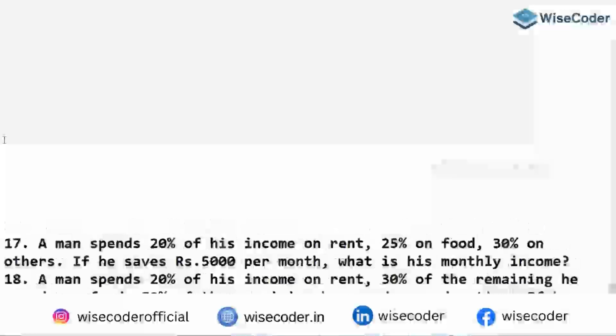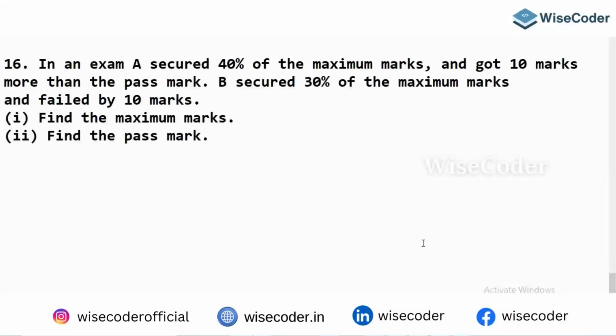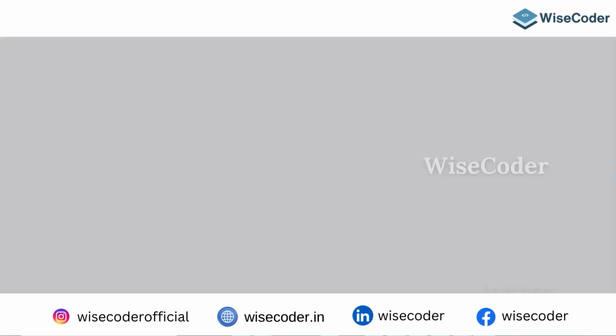Nice question. Pause the video and try to solve this. What does the question talk about? In an exam, A secured 40% of the maximum marks and got 10 marks more than the pass mark. B secured 30% of the maximum marks and, poor fellow, failed by 10 marks. Find the maximum marks, and next, find the pass mark. Please try.